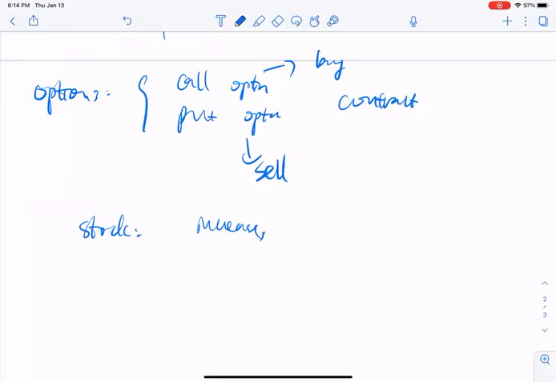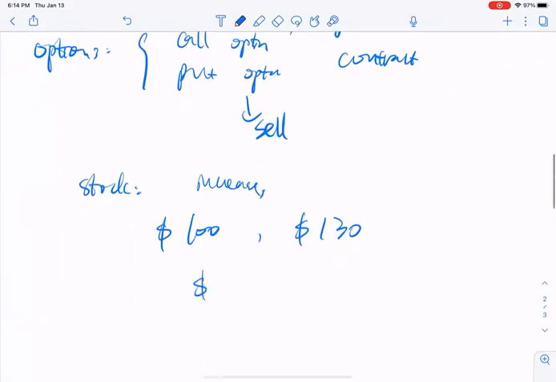You're signing a contract with someone. Say currently the stock price is $100, and you anticipate in 2 months it's going to jump to $130. So now you're signing a contract saying I'm paying you $5, and when I exercise my contract, you have to sell your stock to me at $100.